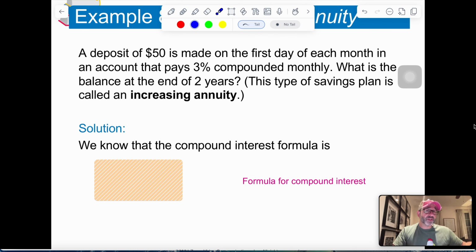At the end of 2 years, 24 months has passed. Okay, this is important. This is on our test that we took too, that 2 years means that 24 months has passed. So here's the formula we know related to compound interest.